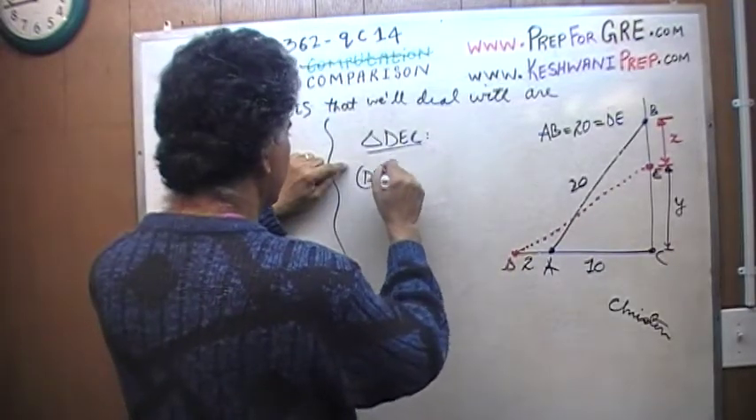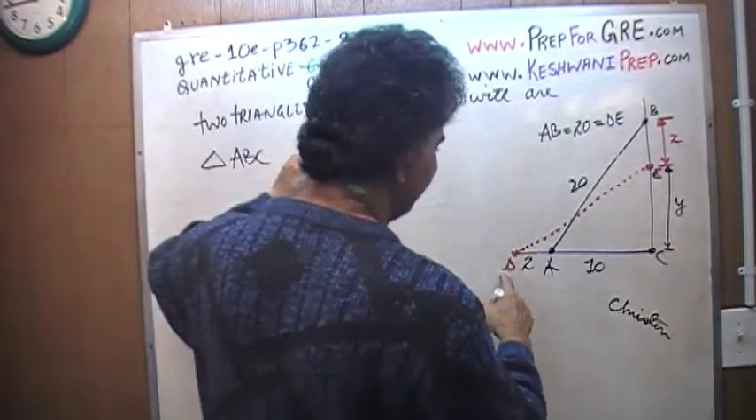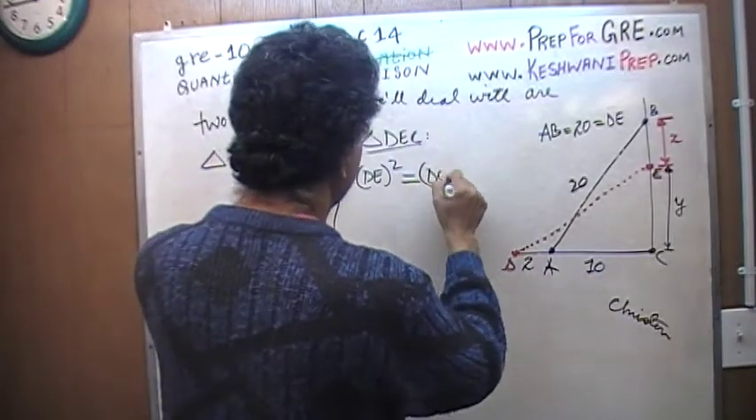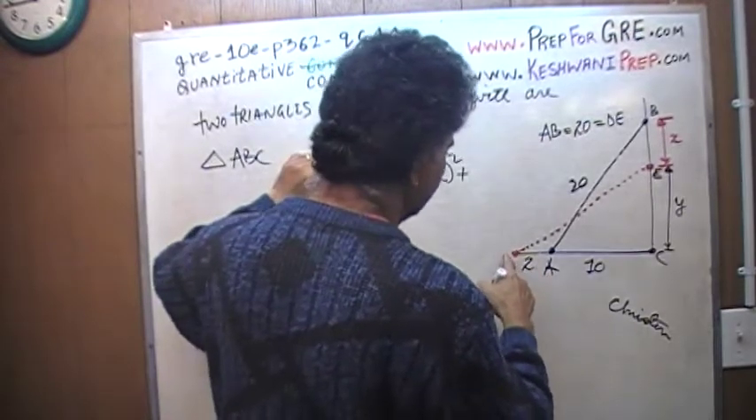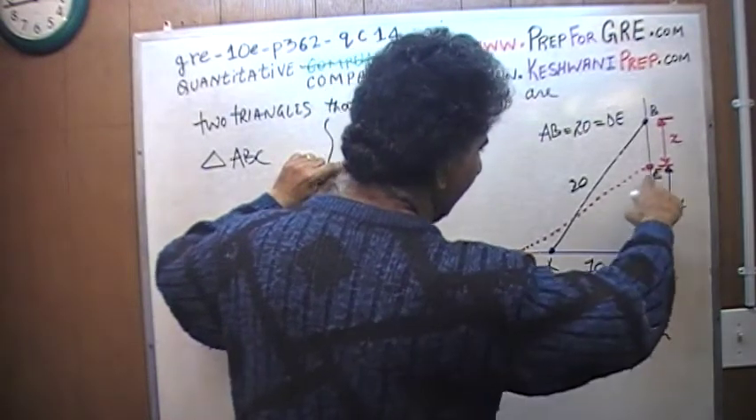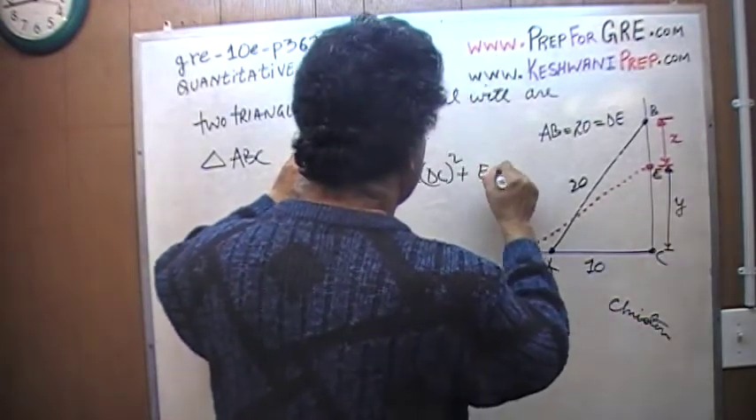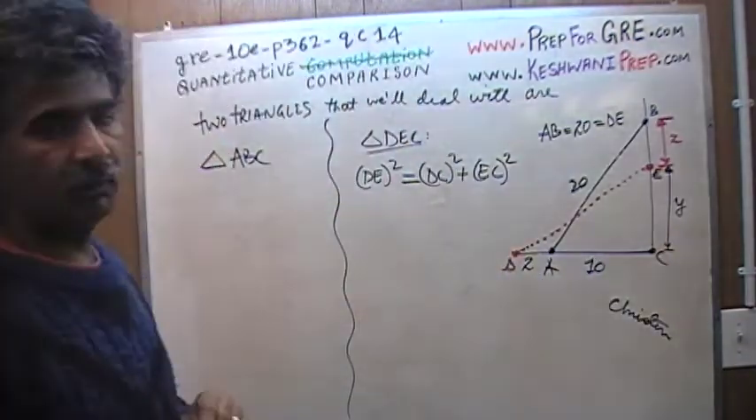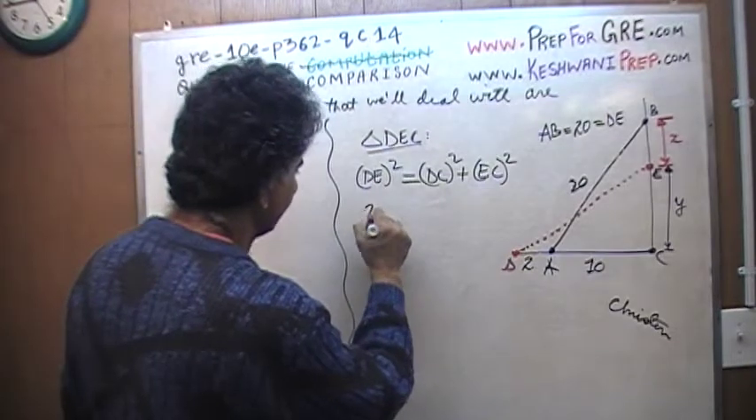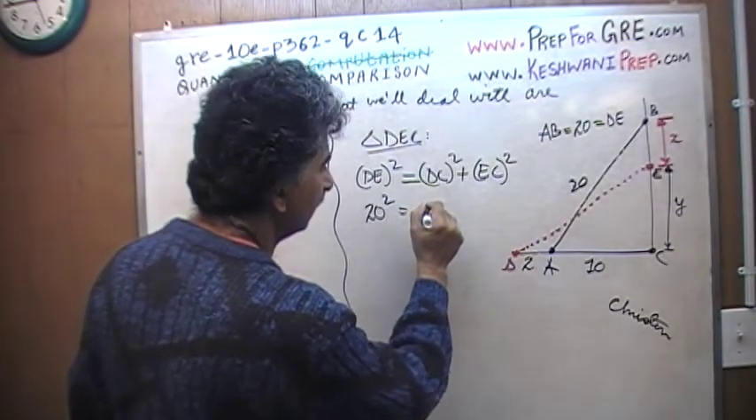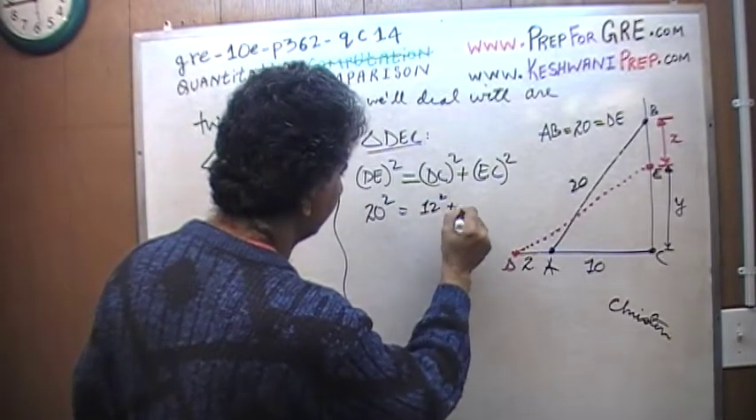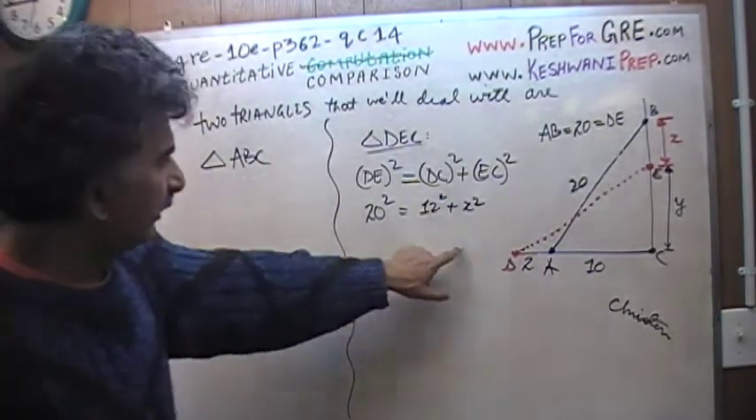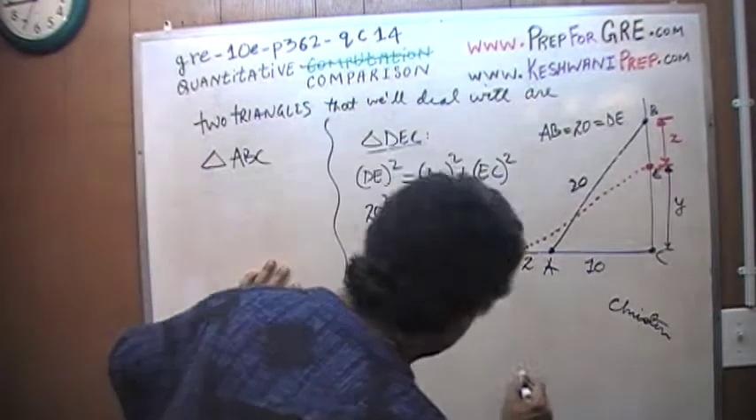DE squared equals your base, which is D to C, which is 10 plus 2, 12, D to C squared, plus the height, which is E to C, which we are calling Y. And we are simply trying to figure out what Y is. So 20 squared equals 12 squared plus x squared, and we just have to figure out the x. I'm going to redraw this triangle DEC here.